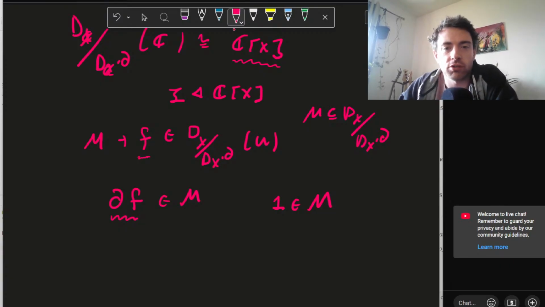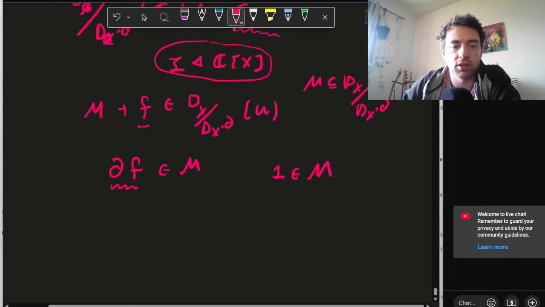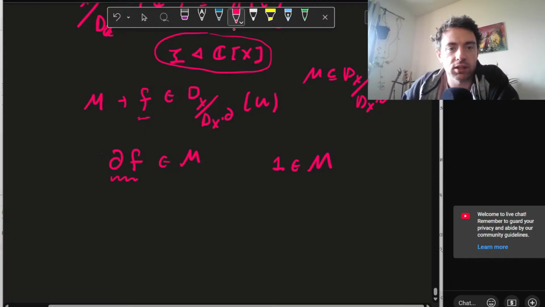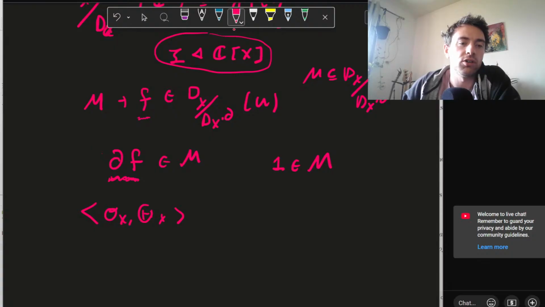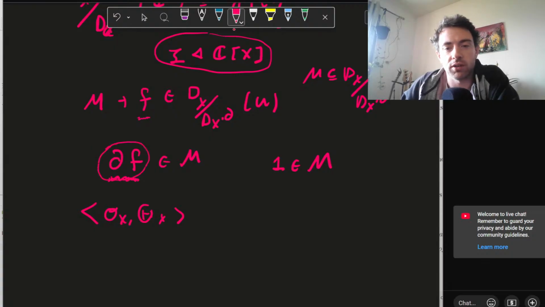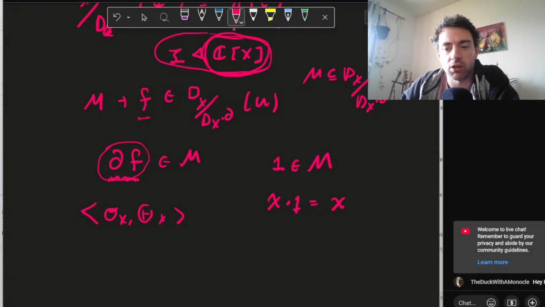And I claim that this generates the entire module, right? Because this module is generated by OX and the differentials. The differentials are basically killed, so the actual symbols themselves don't appear, but they can still act on these F and take derivatives. So as soon as you have 1 in there, then you also have X acting on 1, which just acts by multiplication, and that generates all of the global sections.